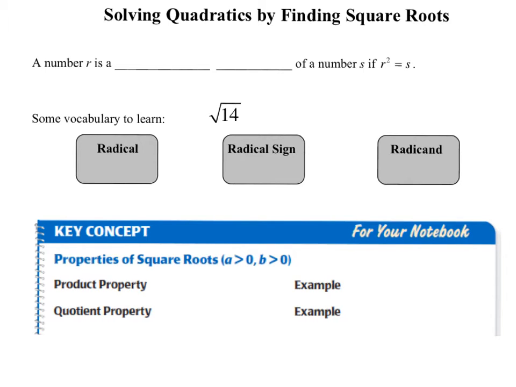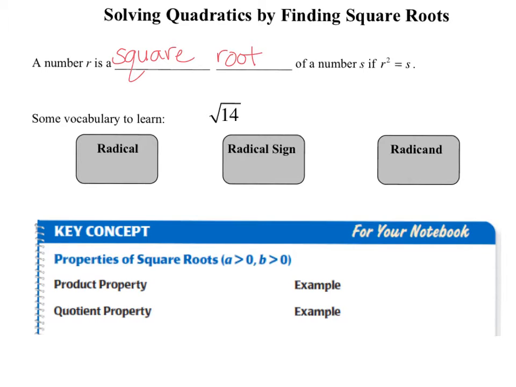Solving quadratics by finding square roots. A number r is a square root of a number s if r squared equals s. So when you're finding square roots, you're thinking to yourself, what number did I multiply by itself to get the number under the radical symbol?